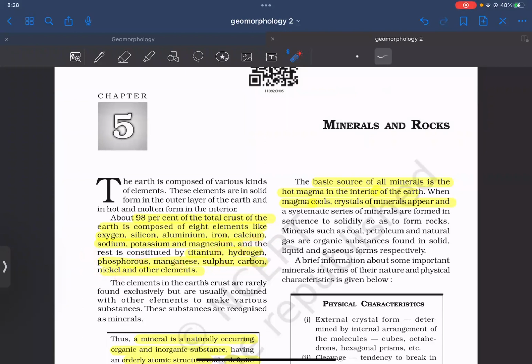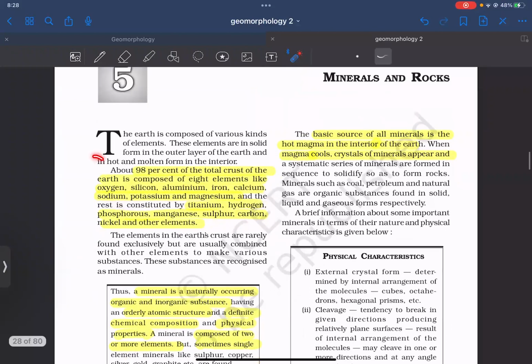The UPSC may ask them in ascending or descending order, based on their contribution to the composition of the earth crust. So do remember these elements also.